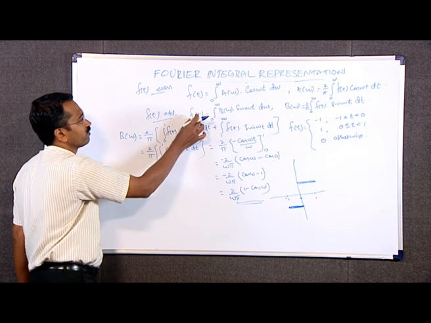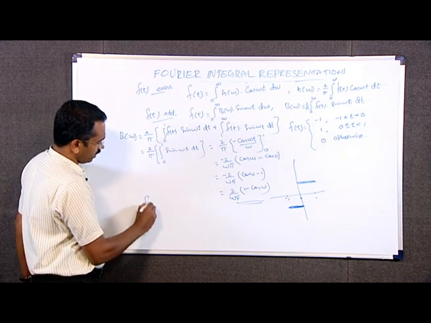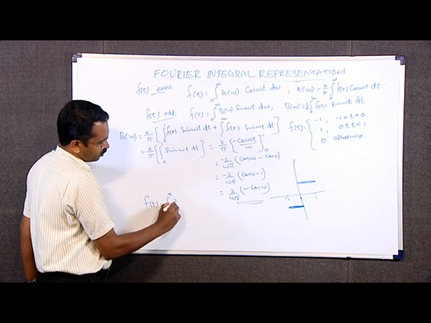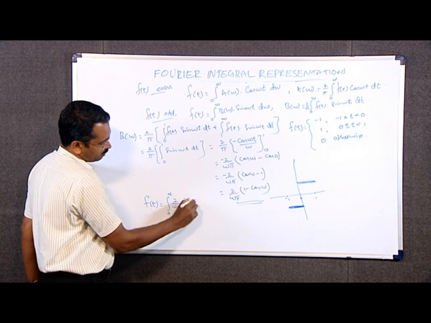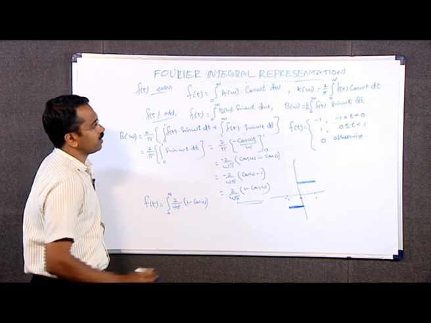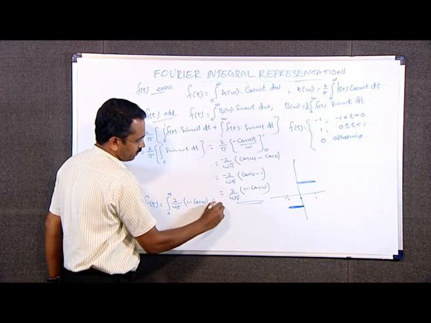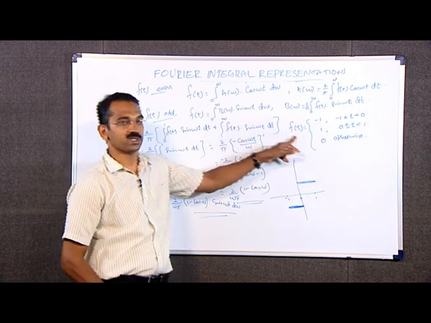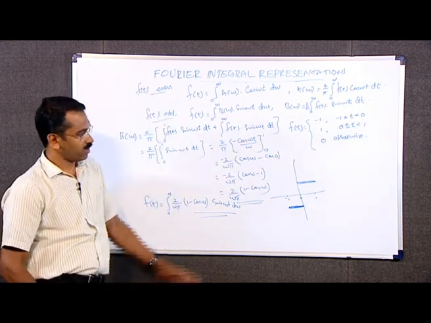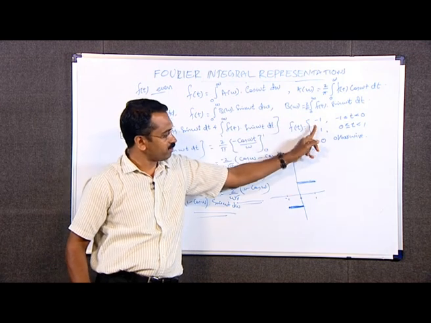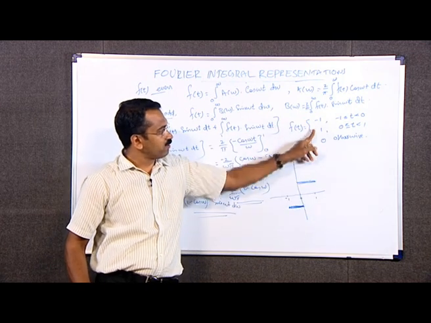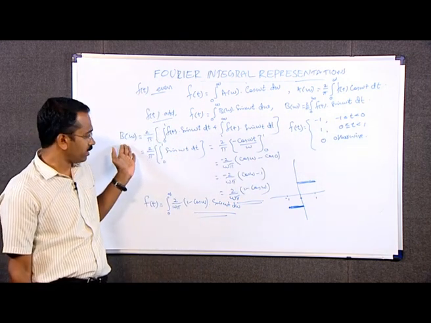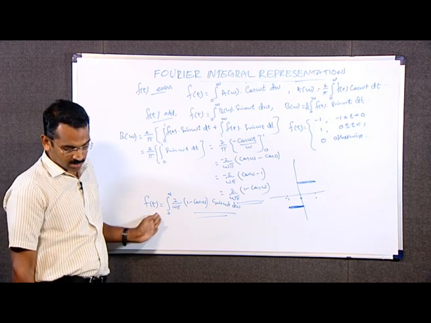And the corresponding function is f of t equal to integral from 0 to infinity 2 by omega pi into 1 minus cos omega into sin omega t d omega. This is the required Fourier integral representation of this function. By drawing a graph of this given function, we can identify that it is an odd function. Therefore, we have to evaluate b omega only, and the corresponding representation is this.